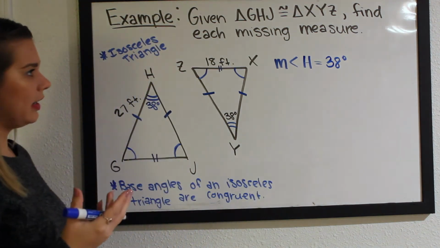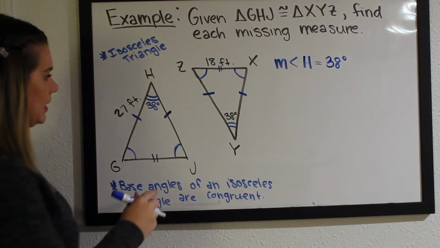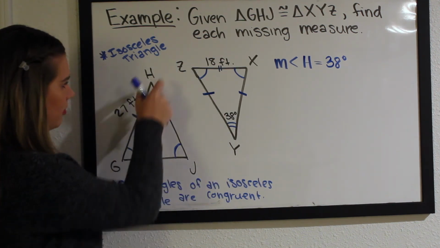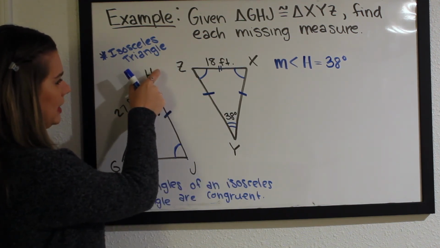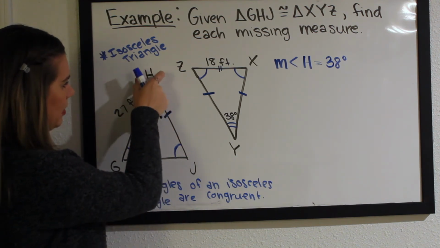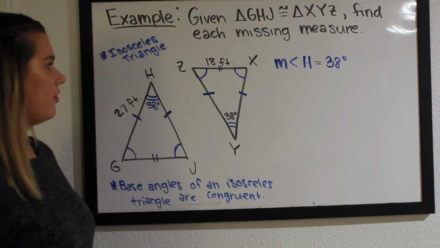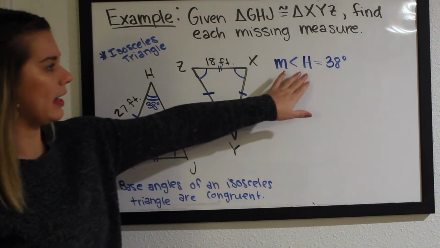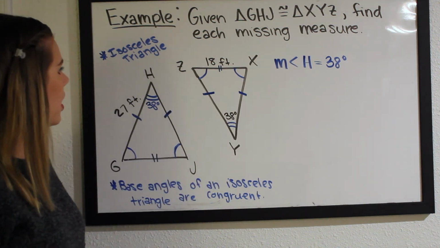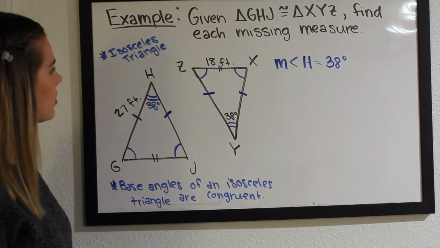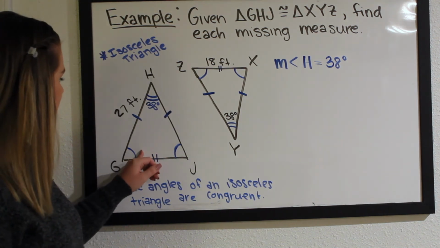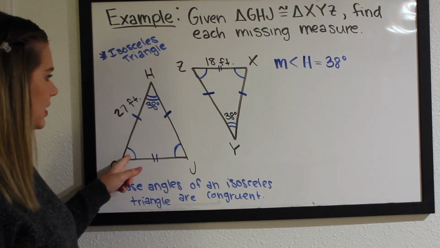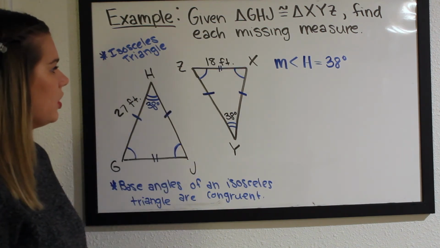Now I could have specified a little bit more and said the measure of angle JHG. Just remember that the vertex needs to be in the middle when you say it that way. But for this, there's no other angle H that I could get confused with, so I could just use angle H. So the measure of angle H is 38 degrees. Now I need to find the measure of angle G, and once I get one of these, I get all of the rest of them too.